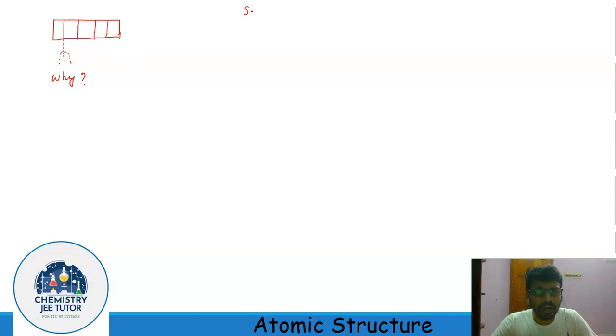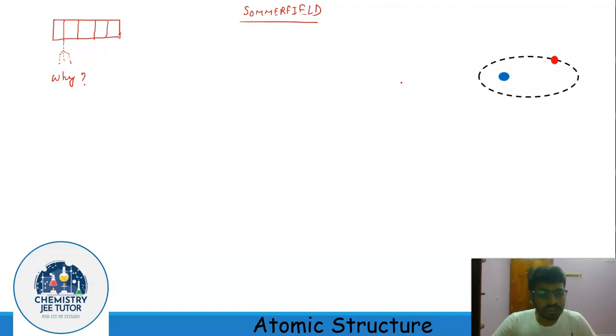Then in 1915, the scientist Sommerfeld extended Bohr's theory to explain the fine structure of the hydrogen atom. So for this, what he proposed, let's see. He proposed that the electrons are orbiting the nucleus in an elliptical path. But Bohr had proposed that the electron is orbiting the nucleus in a circular path.